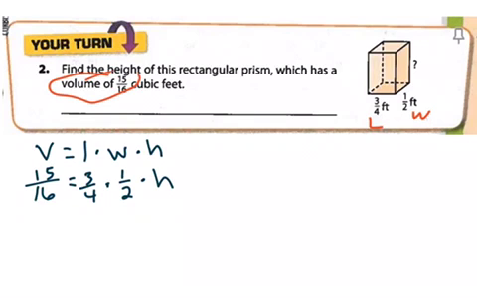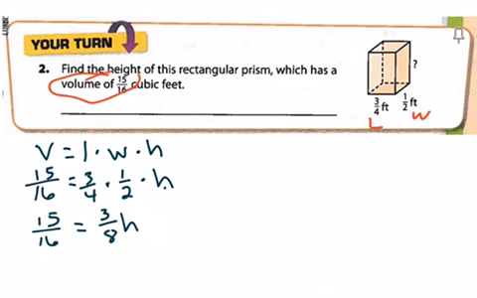So the first thing I'm going to do is simplify the right side of this equation. So I'm going to keep 15/16 on the left. I'm going to multiply 3/4 times 1/2. So 3 times 1 is 3. 4 times 2 is 8. I keep my h. So 3/8 h is on the right. 15/16 is on the left. So 15/16 is equal to 3/8 h. Well, 3/8 h means 3/8 times h.